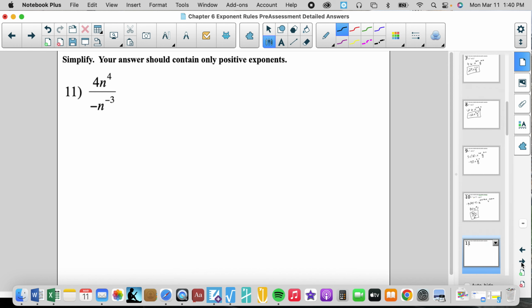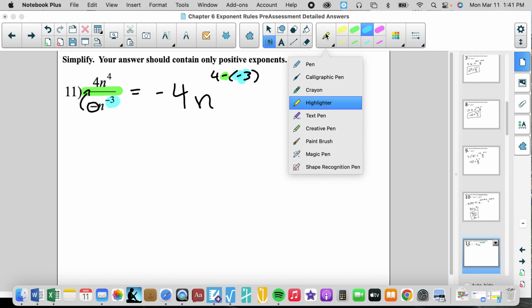So here we have a coefficient of -1. And so we're just going to make that -4. We're going to take that negative and move it up. We have n to the 4 minus -3. So when we have division, that's going to represent this minus. That division represents, and then this -3 represents this. So we subtract the exponents when we divide like bases.